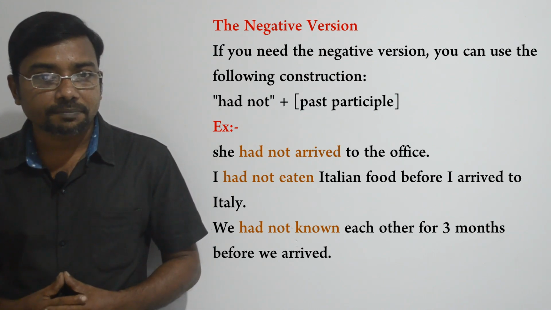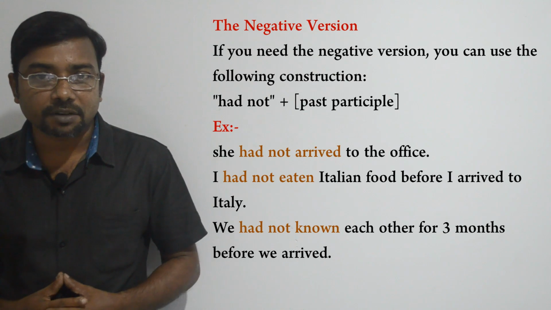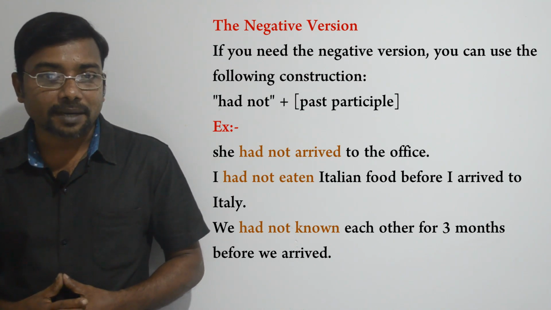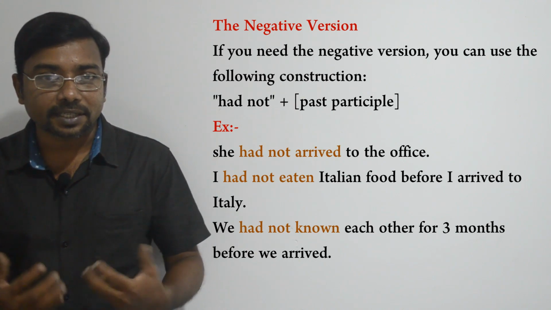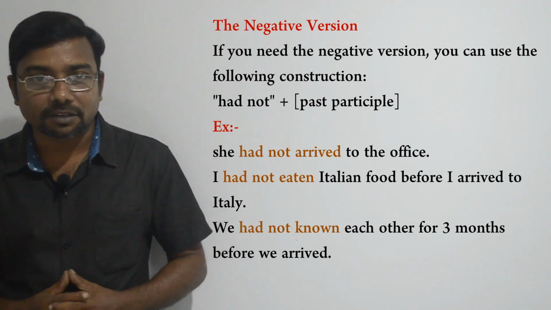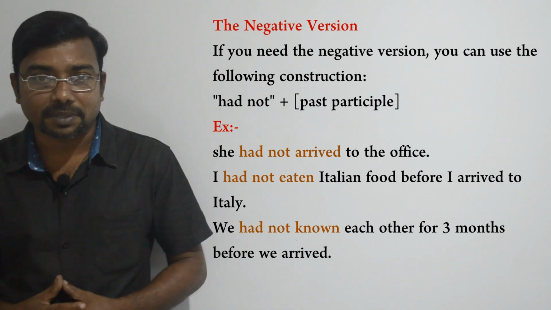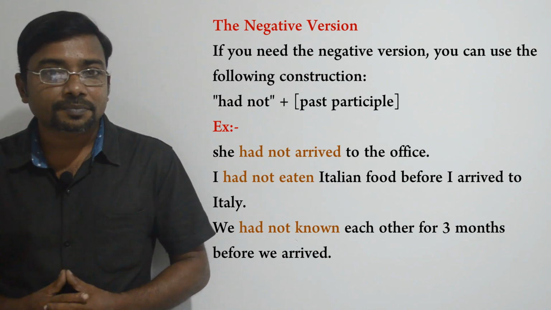Okay, look at the next one. We had not known each other for 3 months before we married. Here also we use the same structure to indicate a negative statement. We use not between the auxiliary verb had and the verb past participle form known.